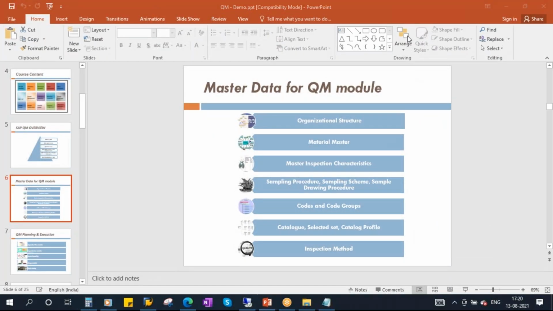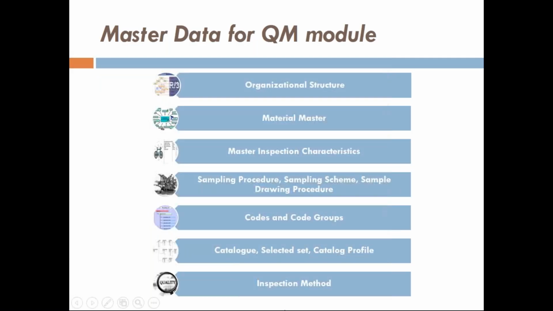Master inspection characteristics. So when we go to the training, we will check what types of MICs we have, how to create them, and what data is maintained in the MICs. All those things we will discuss. After that we will go to the sampling procedure.